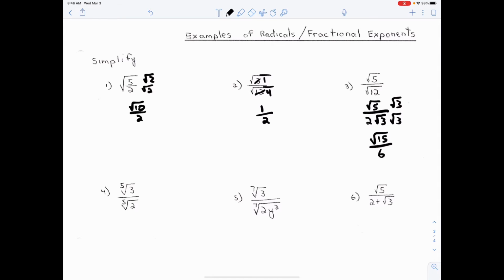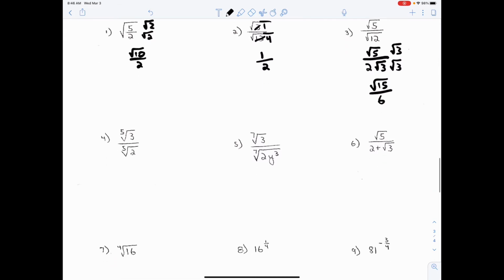That's all over 6. Okay, well, how about this? We're going to multiply top and bottom by the 5th root of 2 to the 4th power. And again, I've shown you this. Again, this is review. So we have the 5th root, and we have 16 times 3 is 48, all over 2.